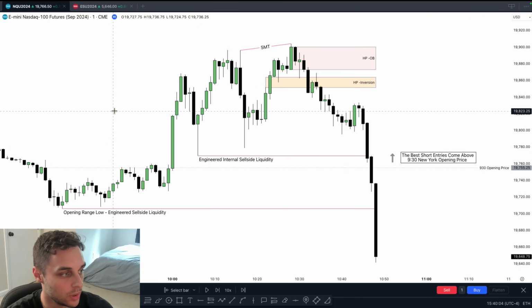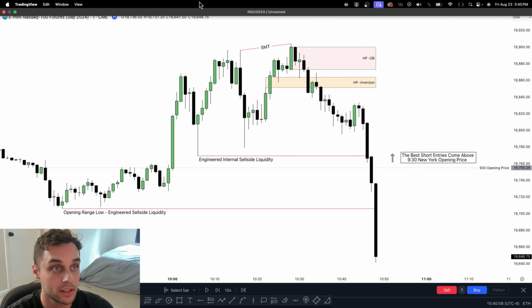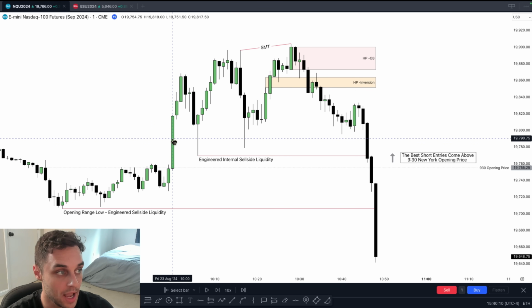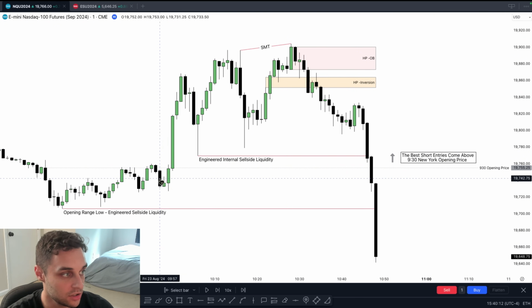Okay, so let's get into it. We're looking at NASDAQ's 1 minute chart here. It is Friday, August 23rd. And today we had 10 a.m. red folder news. And as you can see, after 9:30 open, we really had some consolidation, some choppy action.